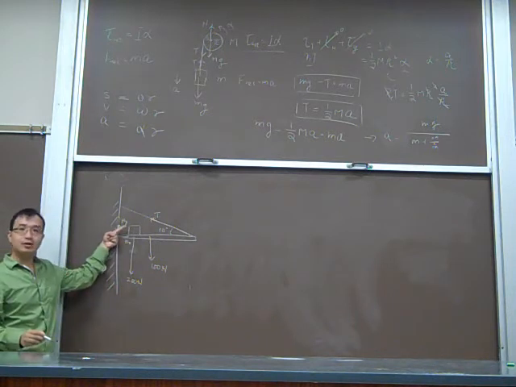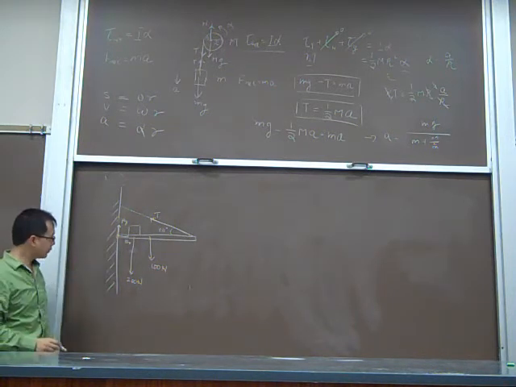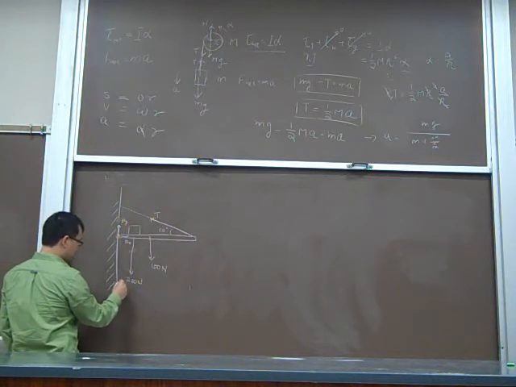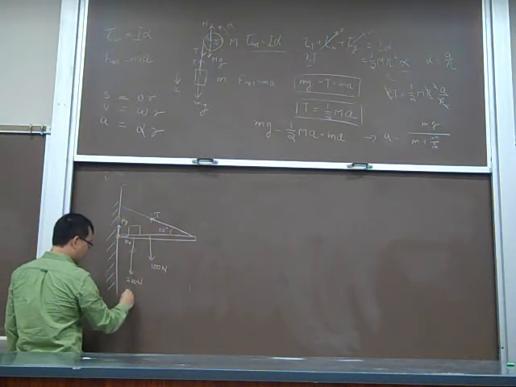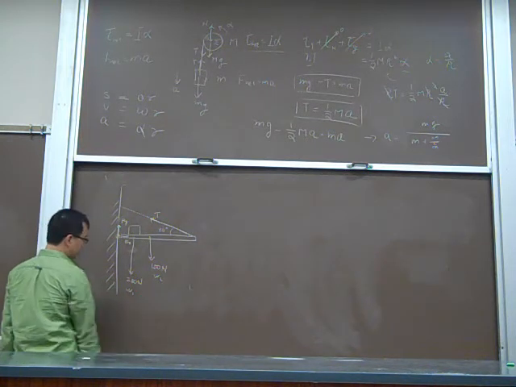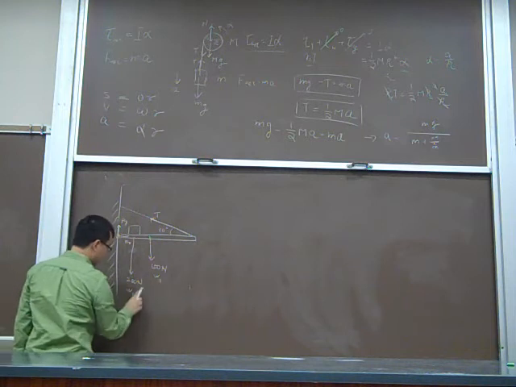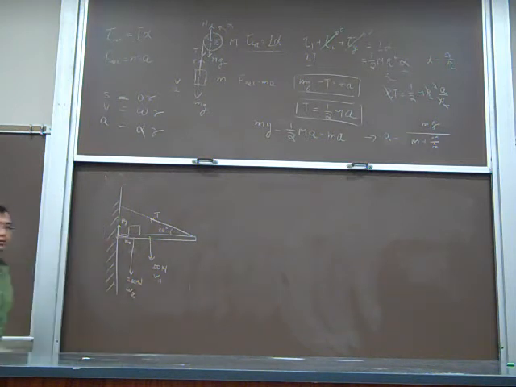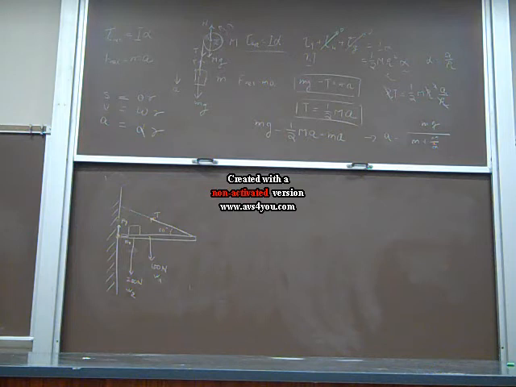The force itself may be along this direction. Okay, and this one, let's call it w1. This is w2. Okay, this is w1. This is w2. So that's the force analysis for the bar here. Any question? So together we have totally 1, 2, 3, 4, 5 forces. Okay?